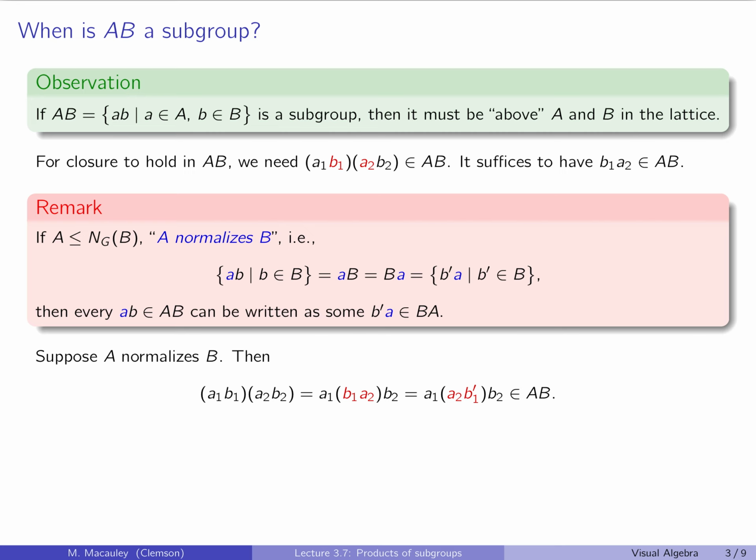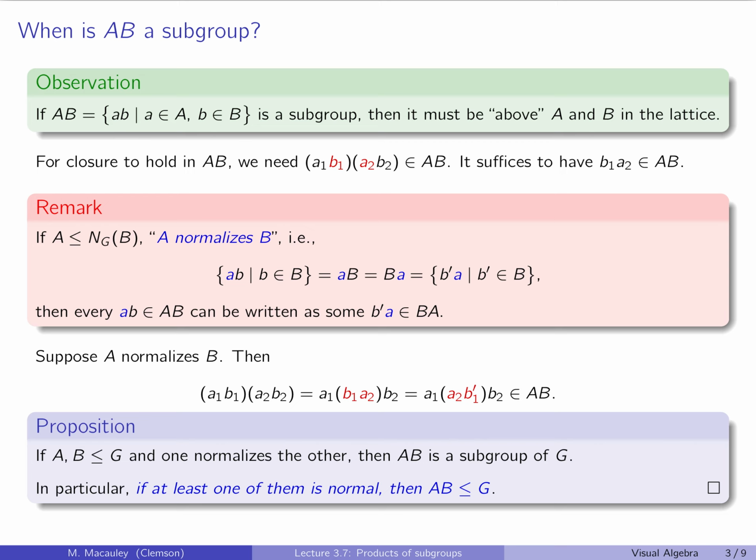So to see this, now suppose A normalizes B. Then this product that we had up here, we can take this B1A2, and we can swap the order of that and write A2 times B1 prime for some possibly other element in B. And now we have the product of elements in A times elements in B.